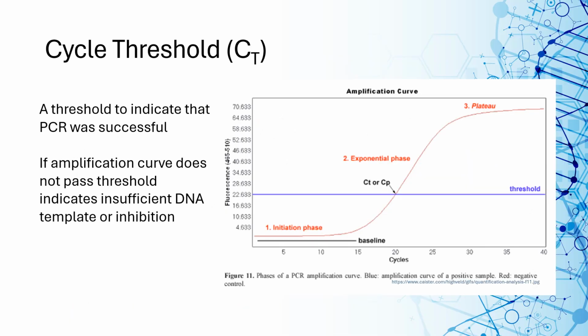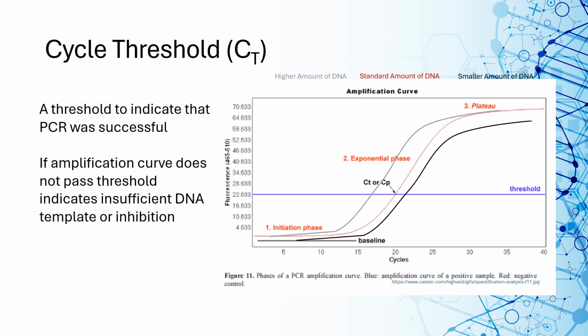The cycle threshold is a threshold used to determine if a qPCR is successful. If the amplification curve does not pass the threshold, then there was not enough template DNA in the reaction. In PCR, typically the amount of template DNA or PCR products doubles each cycle. In general, unless there is a lot of inhibition, a higher amount of DNA will result in a lower cycle threshold value, and less DNA will result in a higher cycle threshold value.